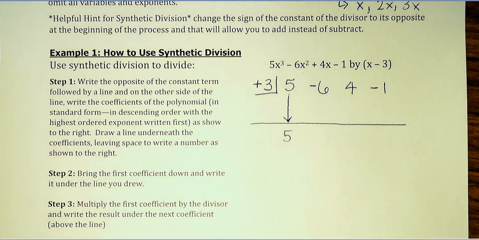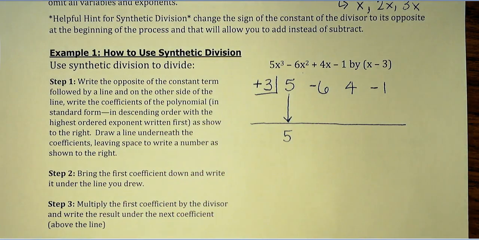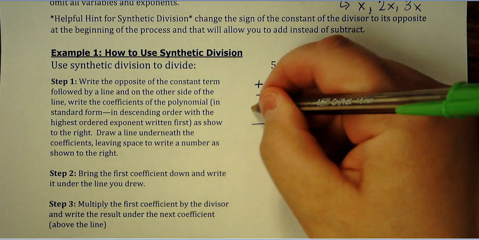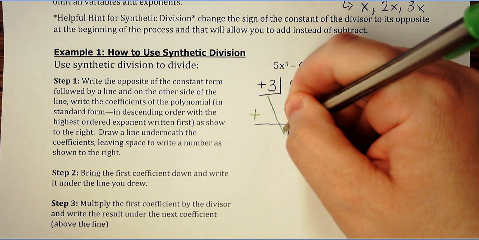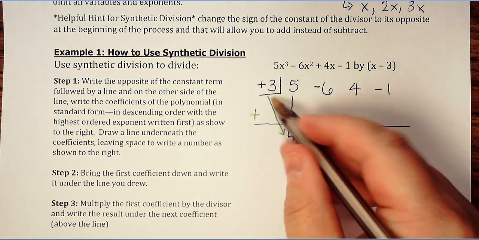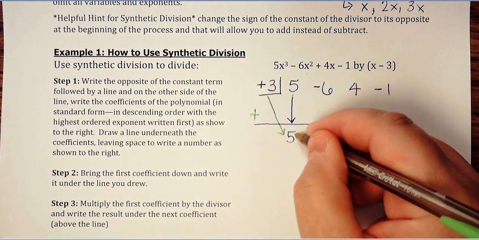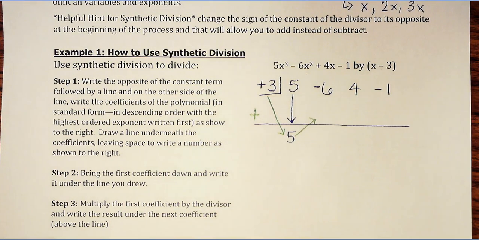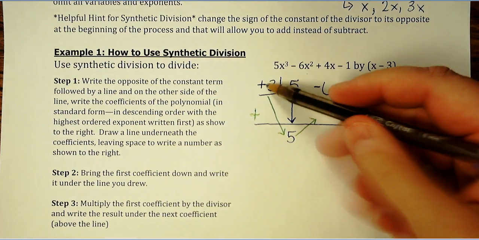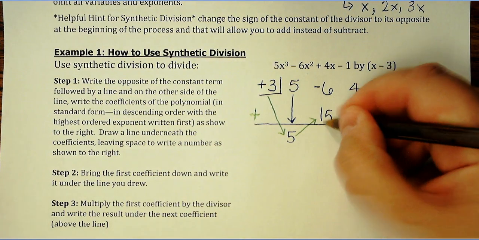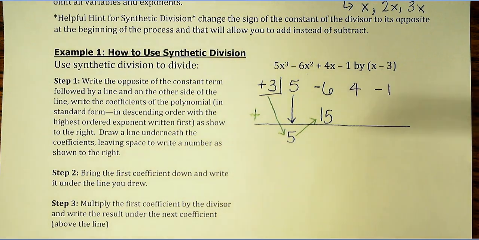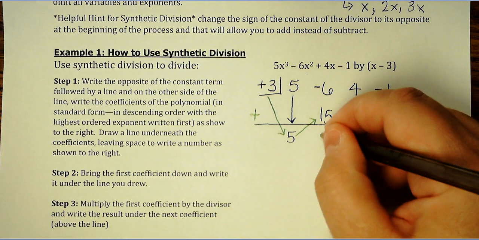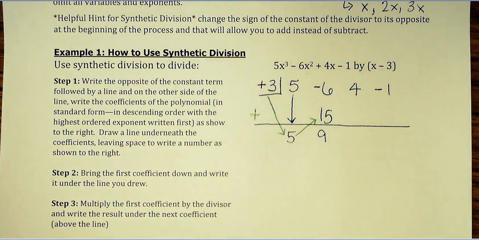What you're going to do here is take the number, the 3 here, and multiply that by whatever's underneath the line and put that in the next open space. So 3 times 5 is 15. And then what you do with the numbers above the line is you add them together. So negative 6 plus 15 is going to give you 9. And then that process repeats.